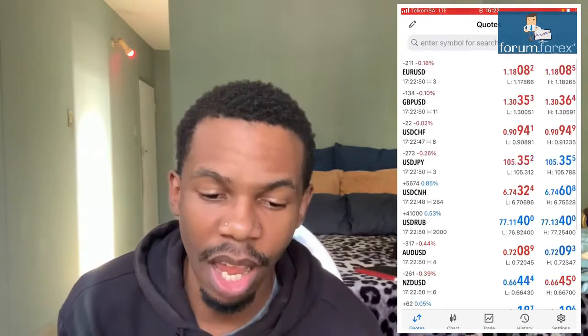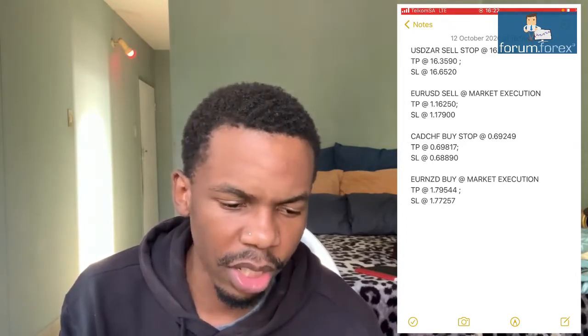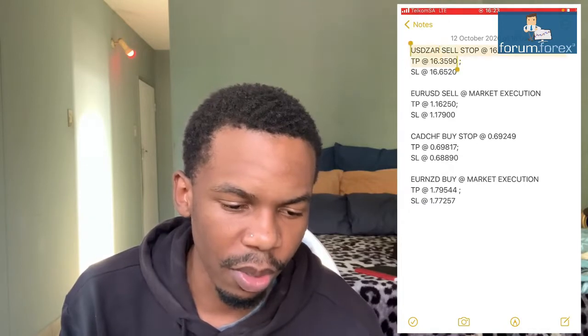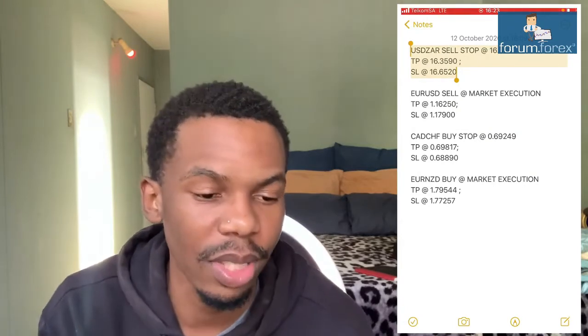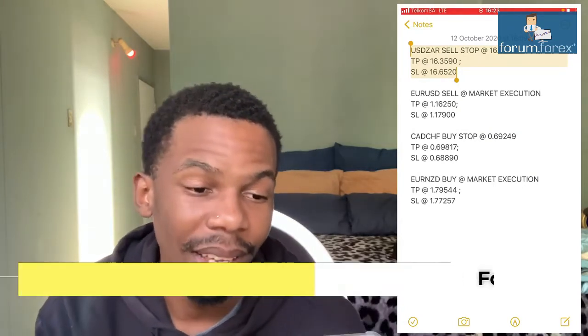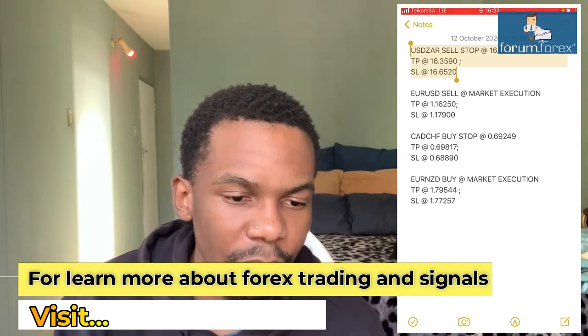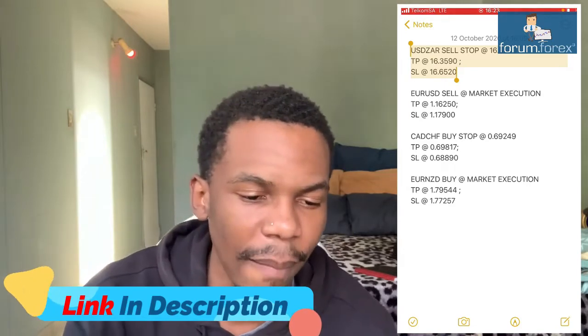So with the MetaTrader, I have 2 screens here. I'm gonna show you the other screen. So I have my notes here. I have 4 signals. When you look at the USD ZAR that we're looking at right now, that's how a signal comes. So say for example, it says USD ZAR sell stop at 16.5500, right? That's how a signal comes in, and then the TP and the SL will be there, just like you can see. It says TP at 16.3590 and SL at 16.6520. So that's the general consensus of how a signal comes, you understand?